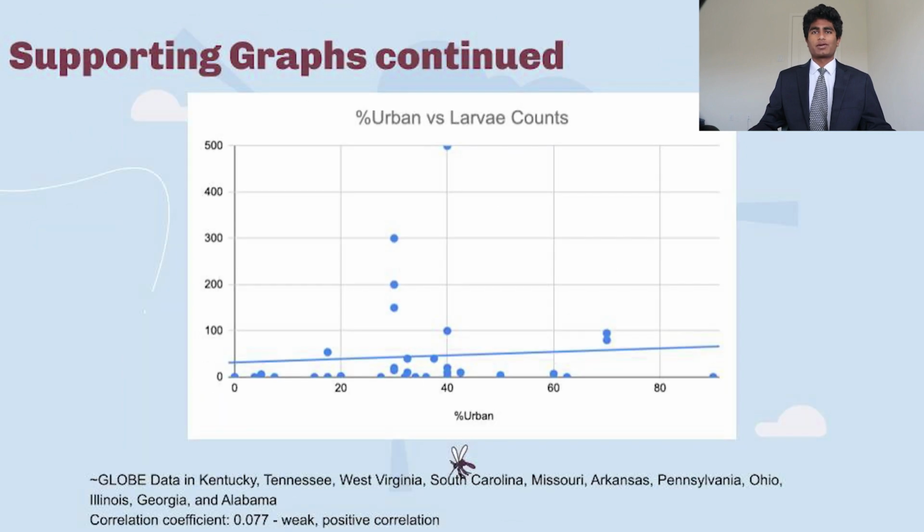When we expanded the scope of our data to include several more states in that region and graphed that data, we found a correlation coefficient of only about 0.077, indicating a very weak association, and that about 0.6% of the variation in larvae counts could be explained by urbanization.